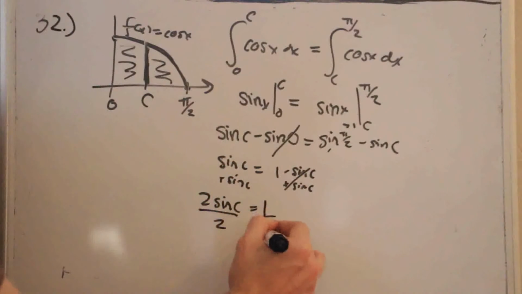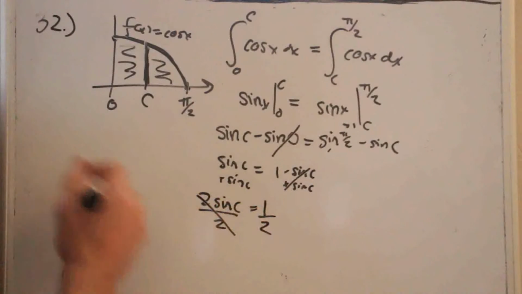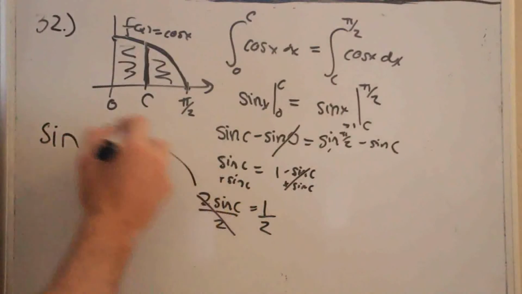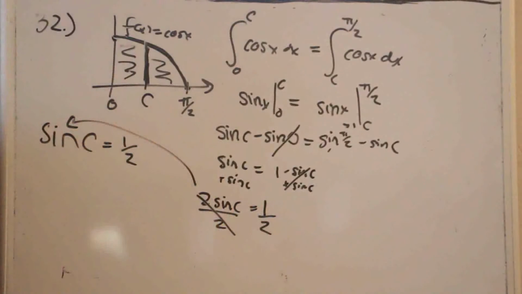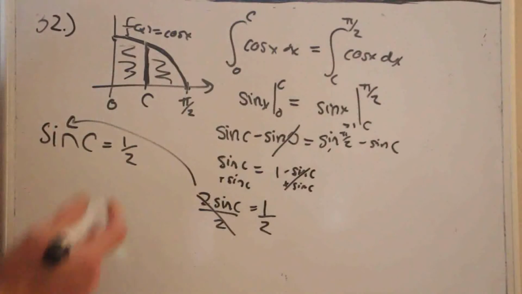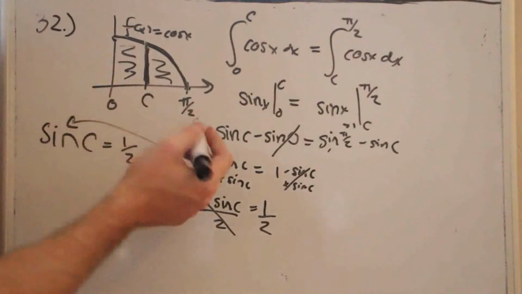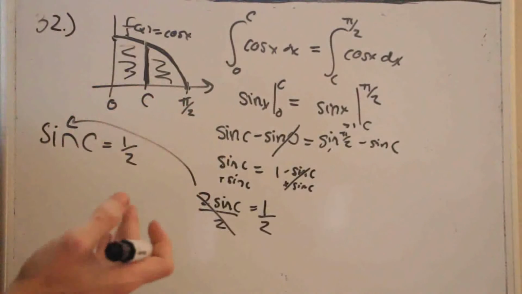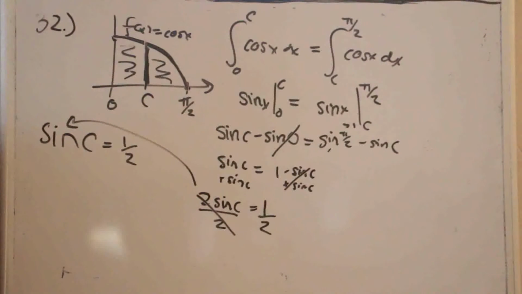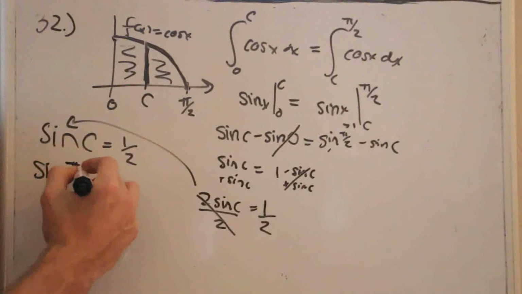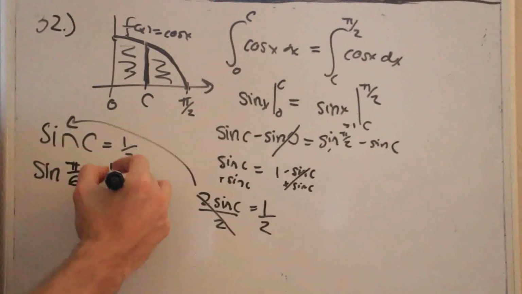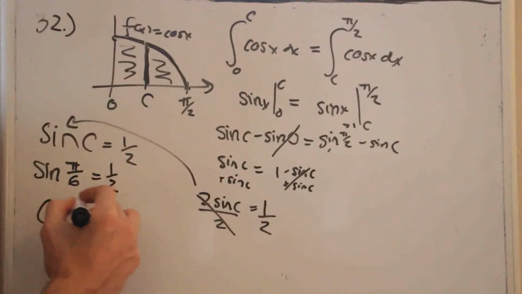Divide both sides by 2, because remember, I'm trying to solve for c, and I get sine of c equals 1/2. Okay, sine of c equals 1/2. Now my question is, obviously c has to be between 0 and pi over 2. What value for c gives me 1/2? What do I plug in? Well, if you remember our unit circle, the sine of pi over 6 is equal to 1/2. So therefore c equals pi over 6.